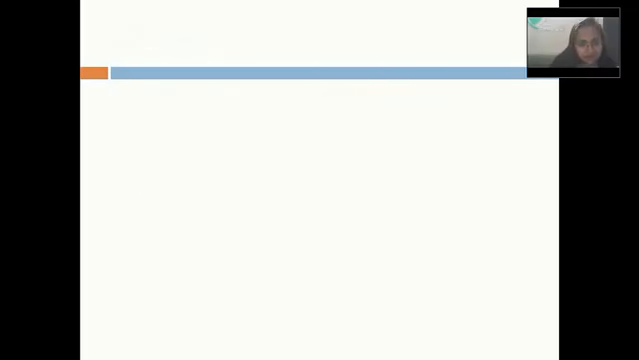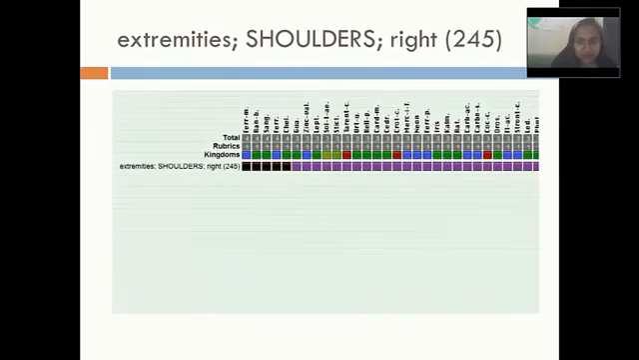I have used the complete repertory here for examples. So I would go to the extremities chapter, then shoulders, and then right. So the rubric will be extremities, shoulders, right. It can be a pain in the shoulder, it can be anything in the shoulder, but it is for sure extremities, shoulders, right. You can also take pain in right side.